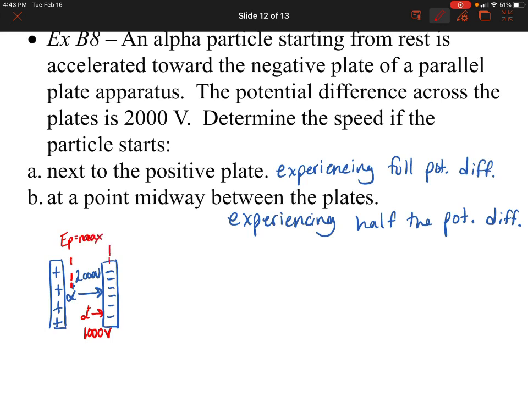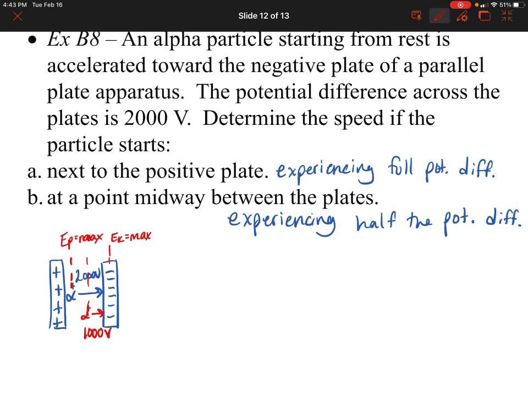And at this point we have maximum kinetic energy. So guess what we have halfway through? We have halvesies. But again, if we just change how much voltage it's experiencing, we can still find a new potential energy for halfway in between.